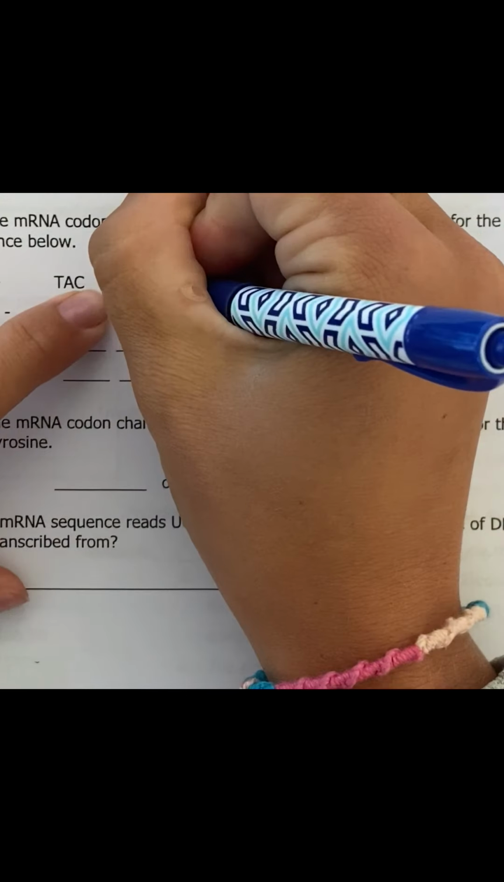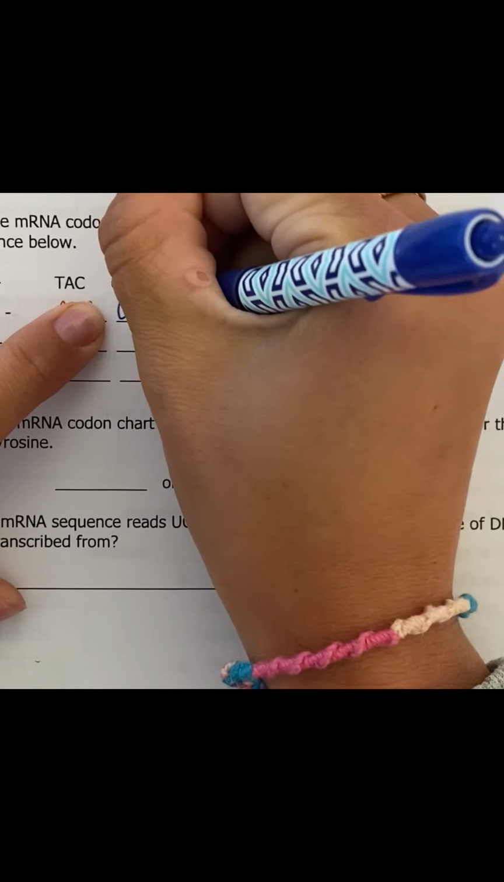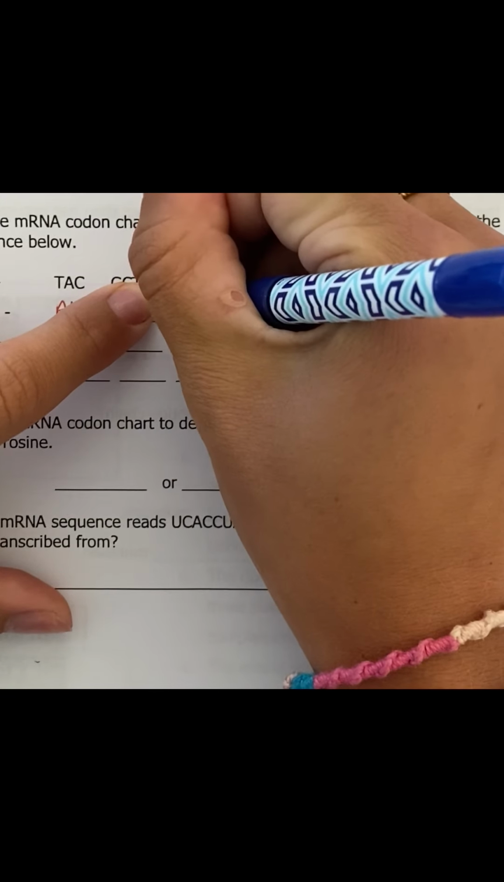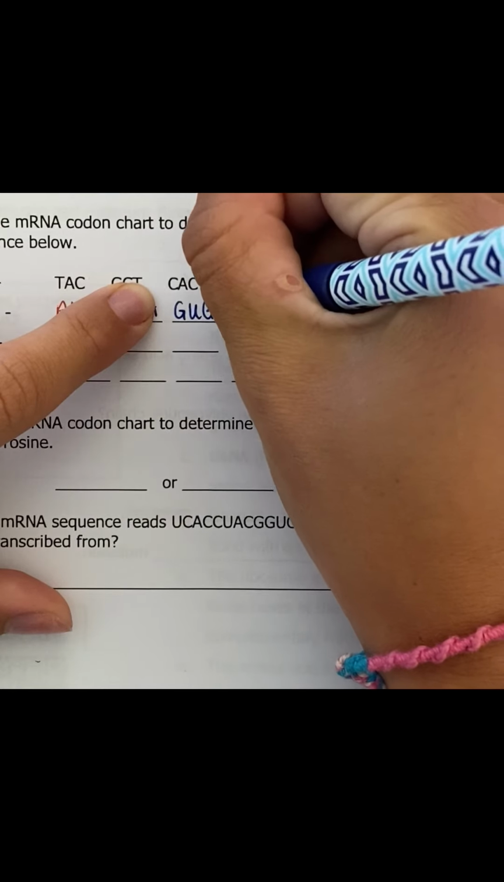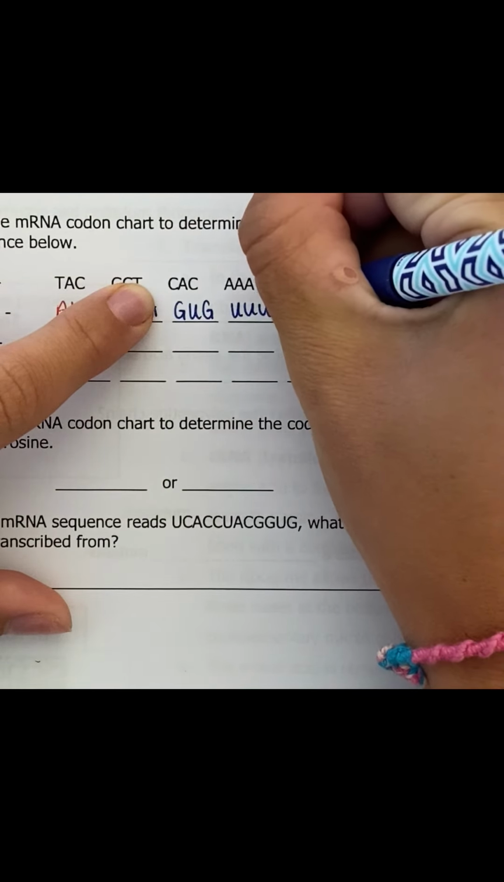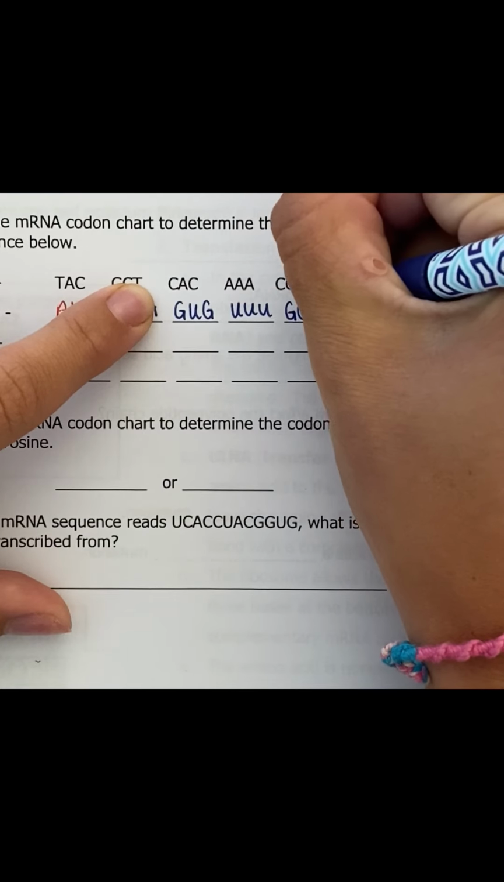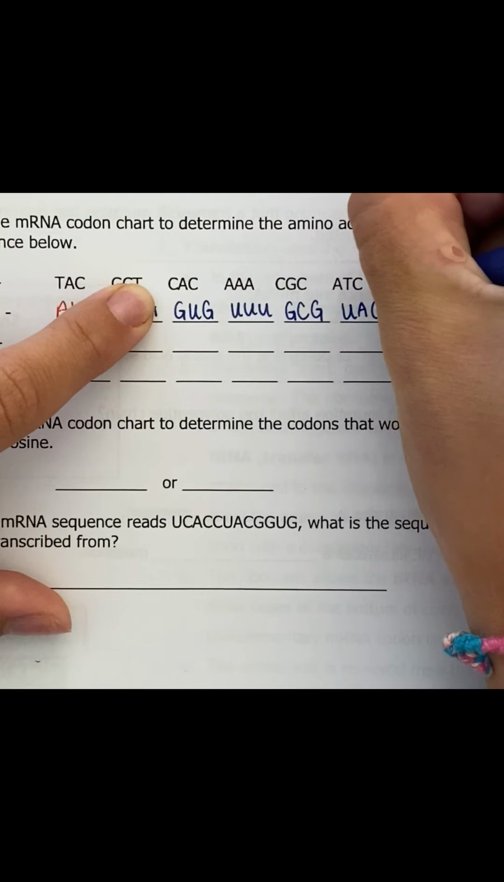All right, so then this one, GCT, would then be CGA. CAC would become GUG. AAA would be UUU. CGC would be GCG. And then ATC would become UAG.